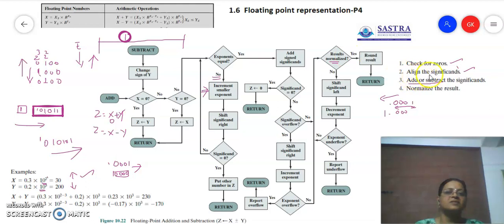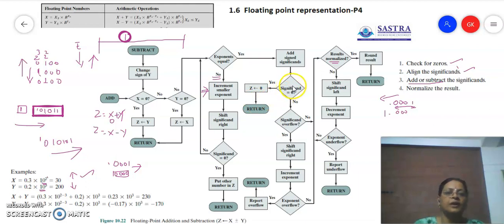The second phase is to compare the two exponents. If the exponents are equal, simply go to the third phase where we will be adding. And after adding, if the significant is 0, we cannot normalize, so we will simply return the answer as 0 and then come out.